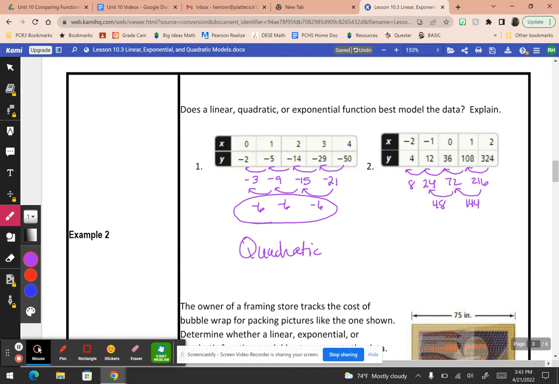So now I've got to divide and get my ratios. So 324 divided by 108 gives me a ratio of 3 to 1. And then if I do 108 over 36, I get 3 to 1. 36 over 12 gives me 3 to 1. And then 12 over 4 gives me 3 to 1. So this one is exponential.